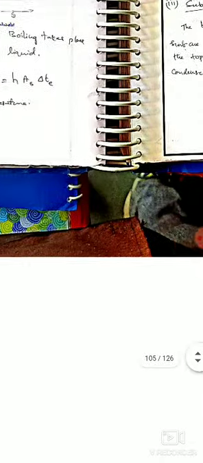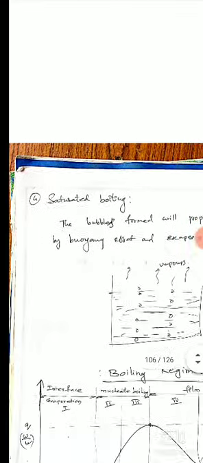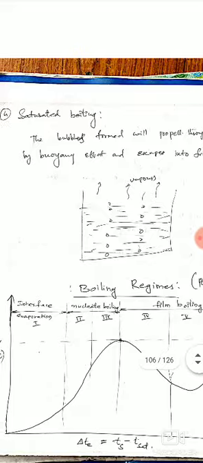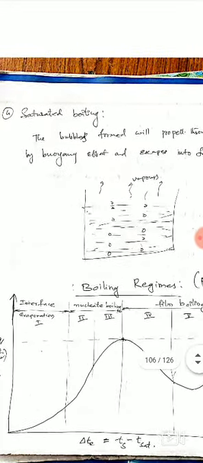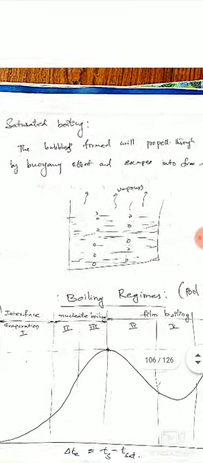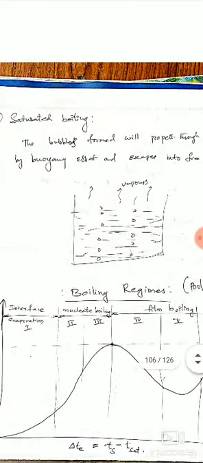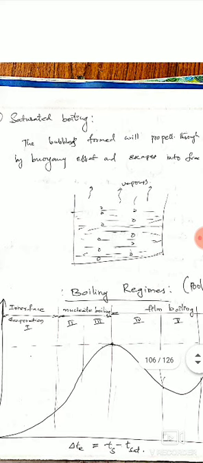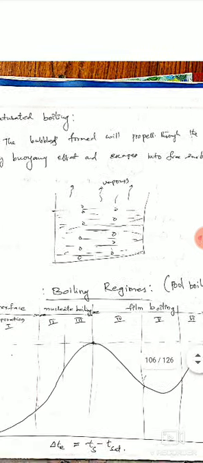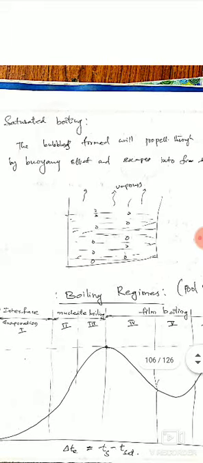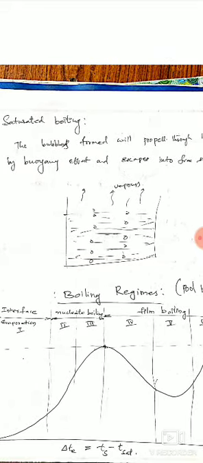Next, the last type, saturated boiling. In subcooled boiling, the bubbles will not come out, whereas in saturated boiling, the bubbles will come up. Bubbles are coming up and forming vapors. These vapors can be further used for different purposes. It can be for heating, or it can be sent to a turbine in a power plant.